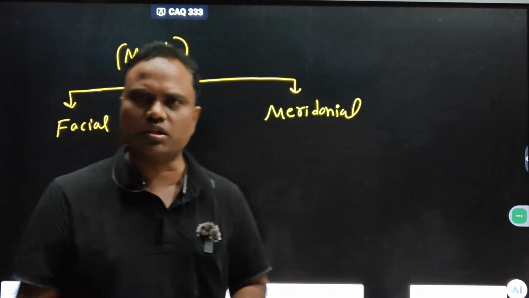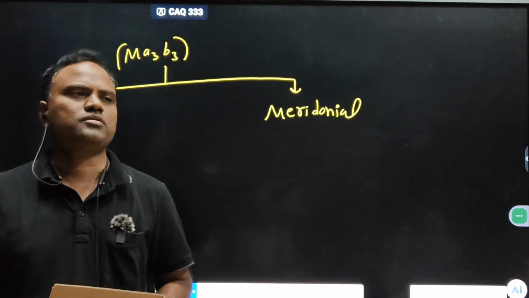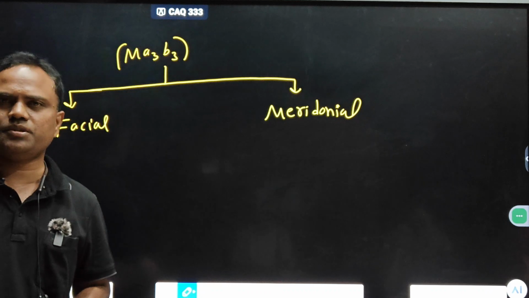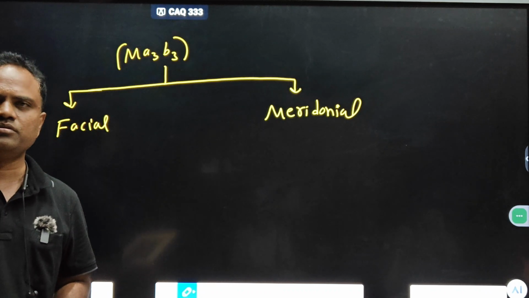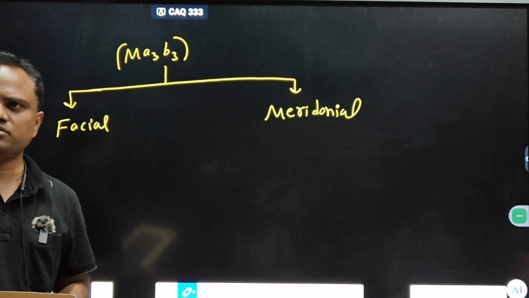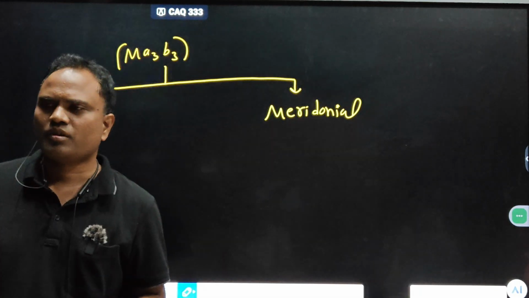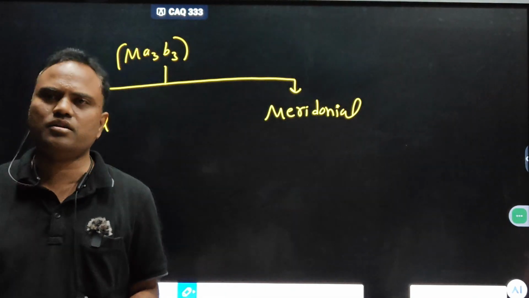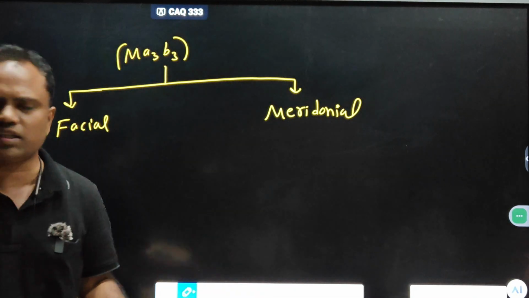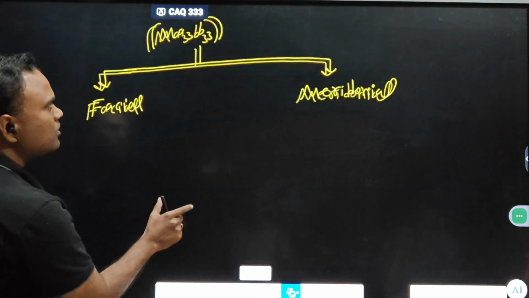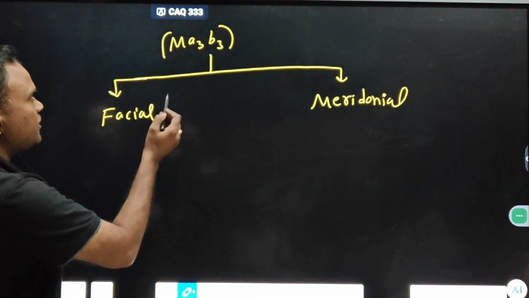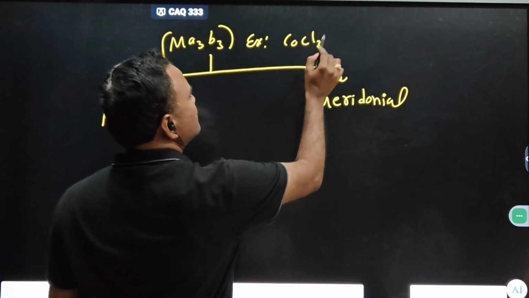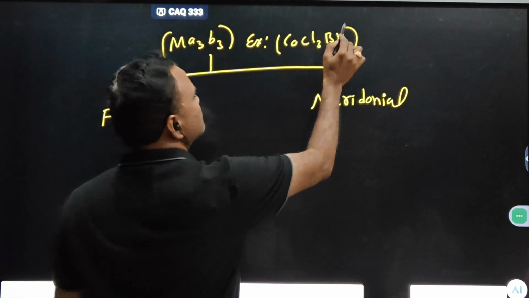Direct question, NEET level question. Which of the following shows facial and meridional? Which category? MA3B3 category. Online students, hello, are you there? Hello. NEET level question is very easy. Identify the complex which shows facial and meridional. Very easy to identify, MA3B3 category. What are the examples? Tell me, give me any one example. Cobalt Cl3Br3, can I consider?